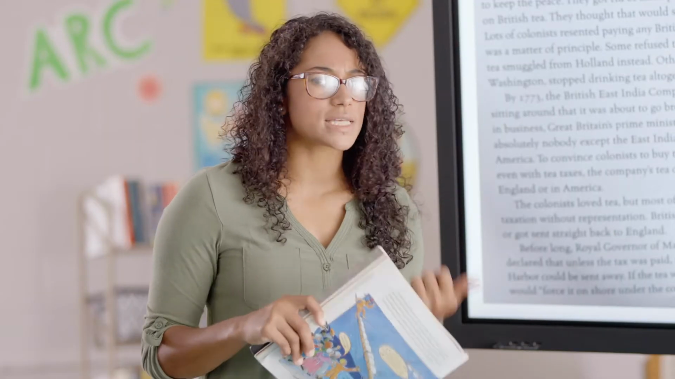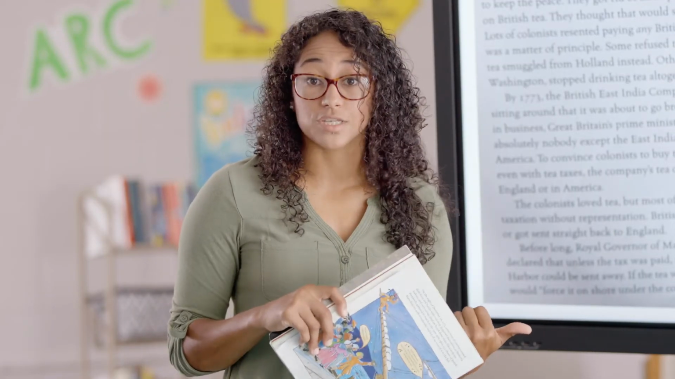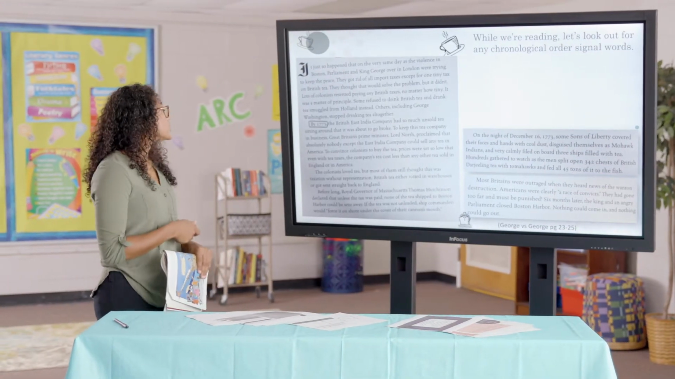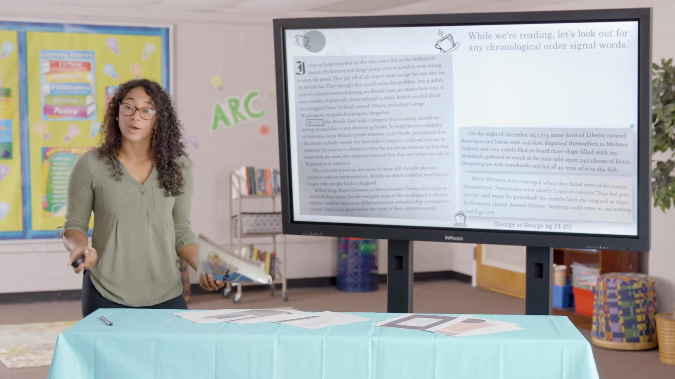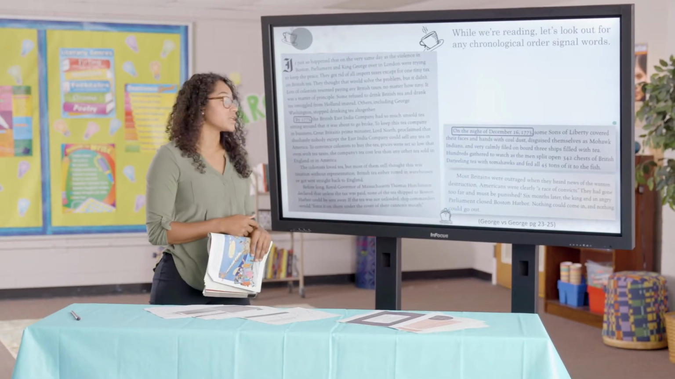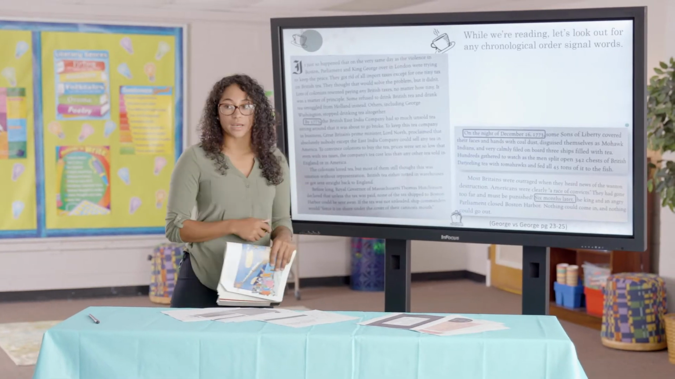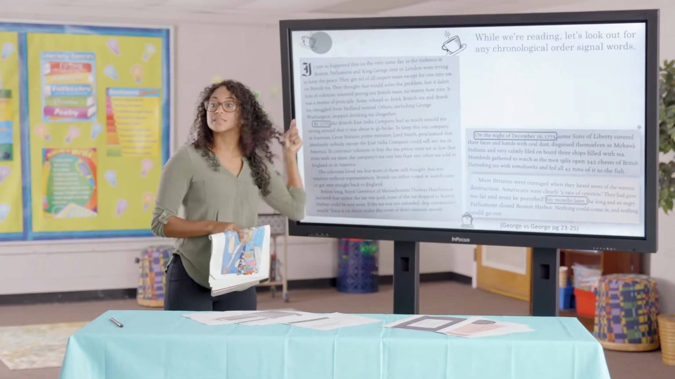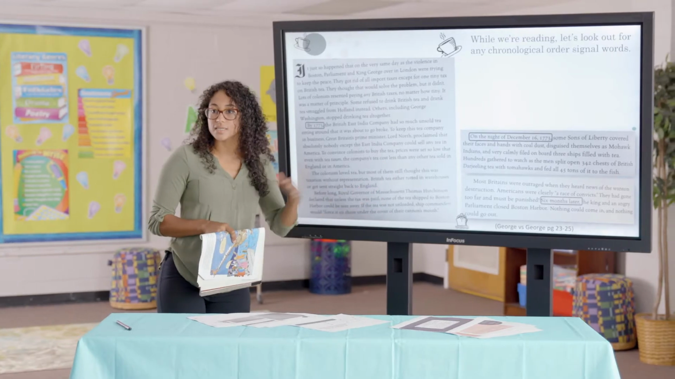Now, did you notice any signal words? A bunch of them stood out to me, so let's see if we can find them. The first one that stood out to me was by 1773. That's a date, right? We also have on December 16th, 1773, and then 6 months later. So these words indicate that something's happening during this time.